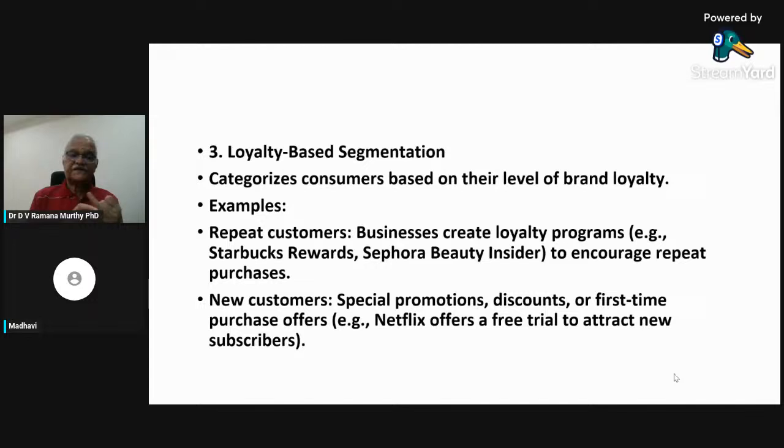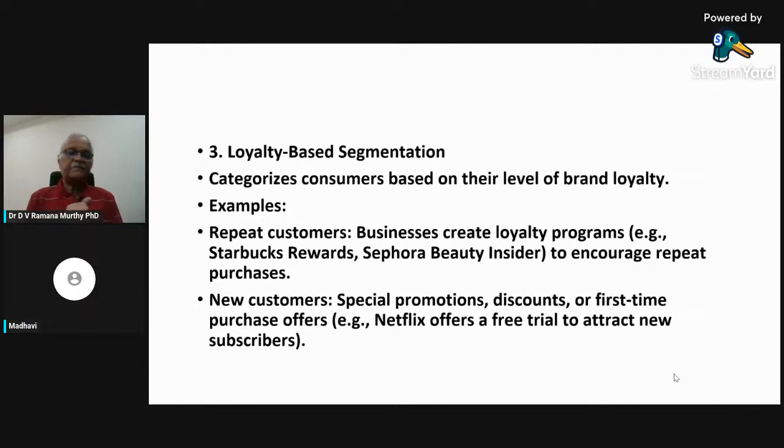How do you handle repeat customers? Because they are brand loyal, they are buying the products as frequently as possible. So you have to encourage repeat purchases. You give a lot of loyalty programs, like price discounts and additional offers, 1+1 offers, whatever you call it. Businesses create loyalty programs, Starbucks for example, where rewards are given. In the Amazon store also, if you go on buying repeatedly, you will be offered some rewards, gift coupons, cashback offers, all these things, because you are going to buy the product repeatedly.